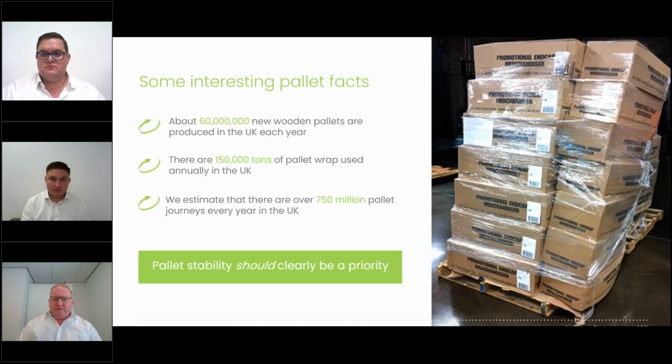So we move on to the next slide. We thought we'd present some interesting pallet facts. Most goods in the UK are moved by pallet initially. There's about 60 million new wooden pallets produced every year in the UK. There's 150,000 tons of pallet stretch wrap used, and we estimate that there's over 750 million pallet journeys each year in the UK. So pallet stability should clearly be a priority.